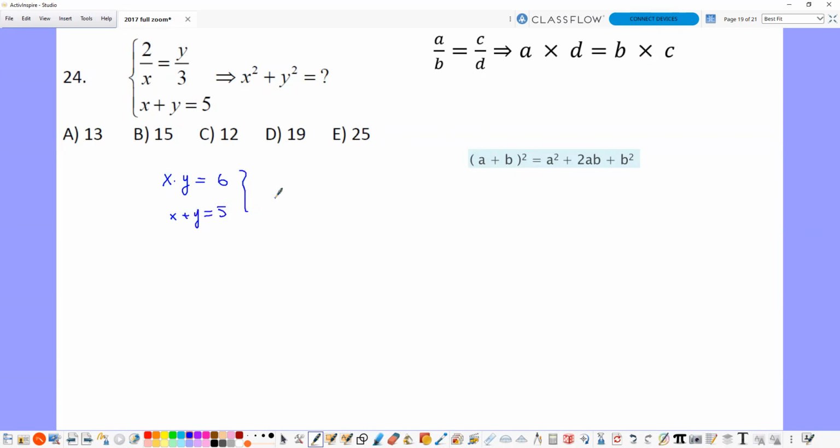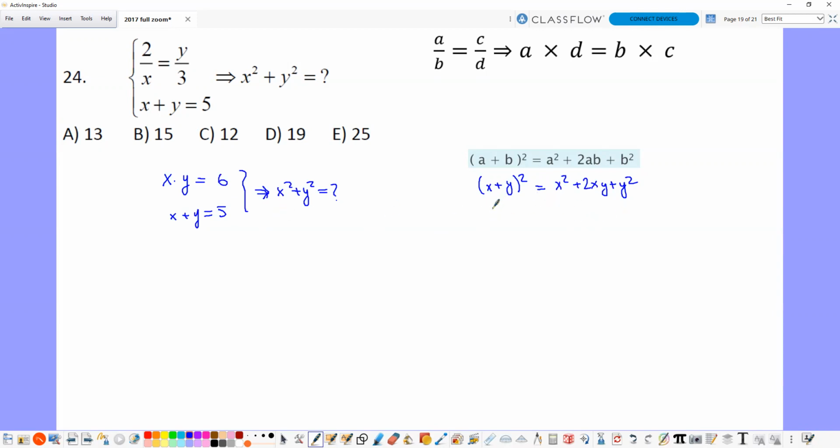Then it's asking what is X squared plus Y squared. X squared plus Y squared is equal to what? Here, as you see, I'm going to use the (A plus B) squared formula, because (X plus Y) squared is equal to X squared plus 2XY plus Y squared. So X plus Y, I know, X times Y, I know, so I can find the X squared plus Y squared value.